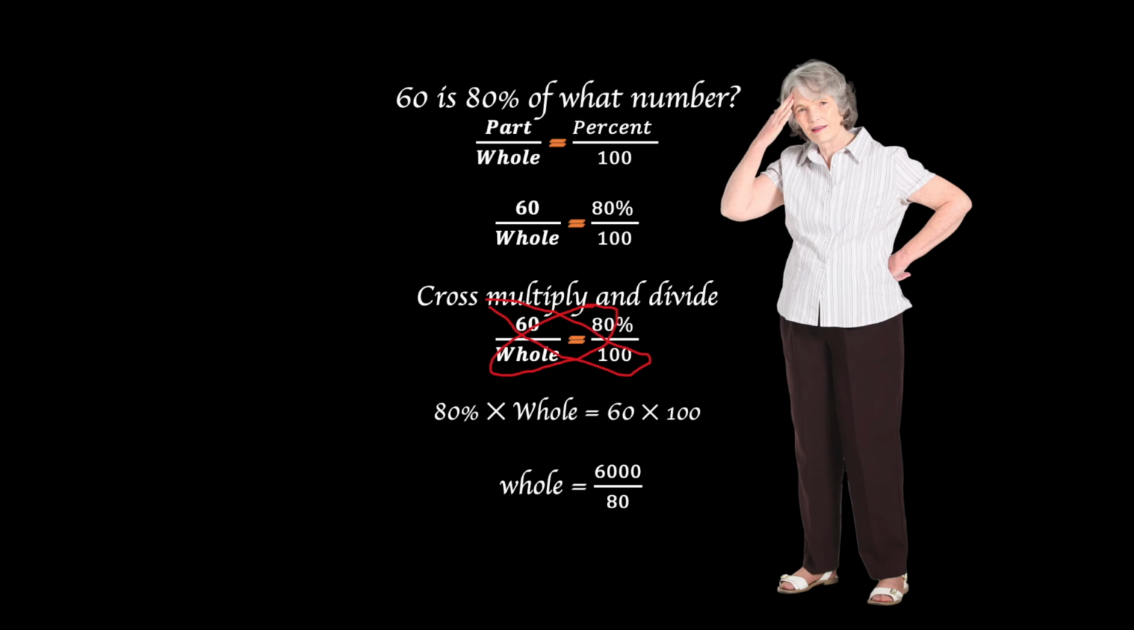Now we divide both sides by 80. So 80 is canceled on the left. So 60 times 100 is 6,000 divided by 80, which is 75. So the whole number is 75, which means that 60 is 80% of 75. So if the actual was 80% of 75, in this case it's 60.